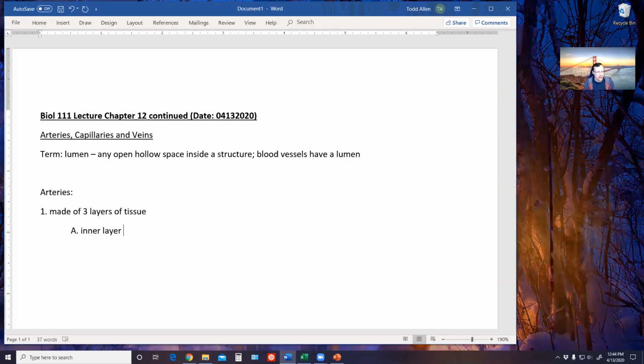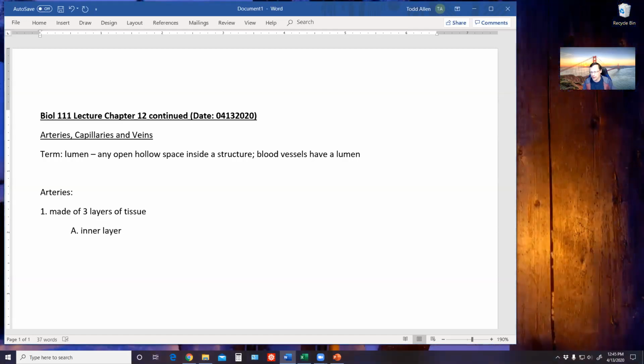You have the inner layer of the artery, which is made of endothelial tissue, which is a fancy way of saying it's made of epithelium. Okay. Made of epithelial cells. You have the middle layer, which is made of smooth muscle, and in addition to the smooth muscle, you will have a bunch of elastic material, elastic fibers. There's actually proteins called elastin, E-L-A-S-T-I-N, that actually provide stretchiness to the tissue.